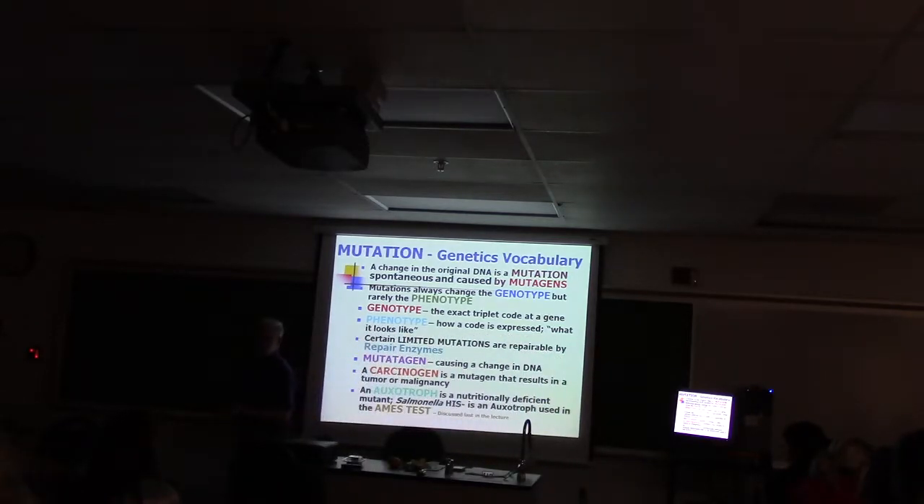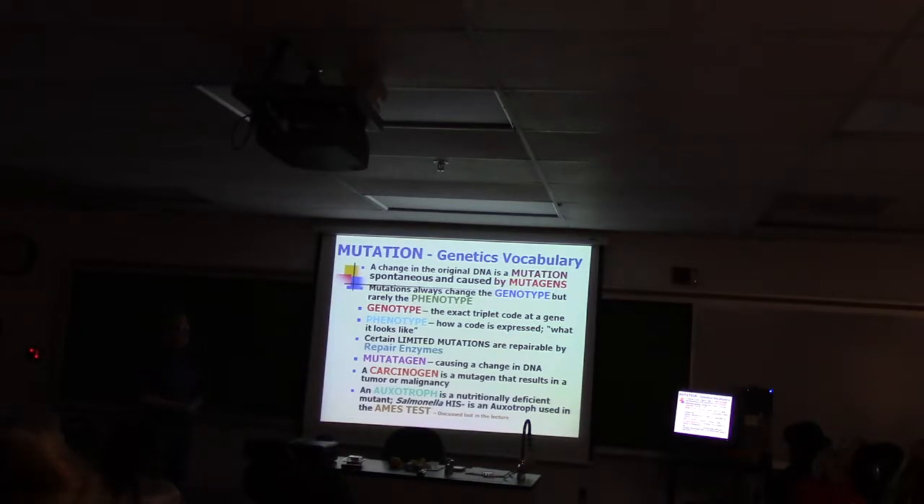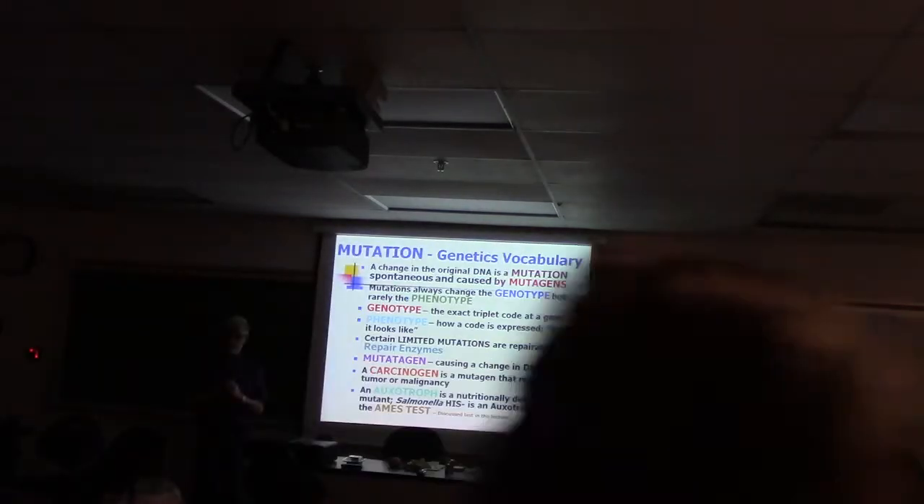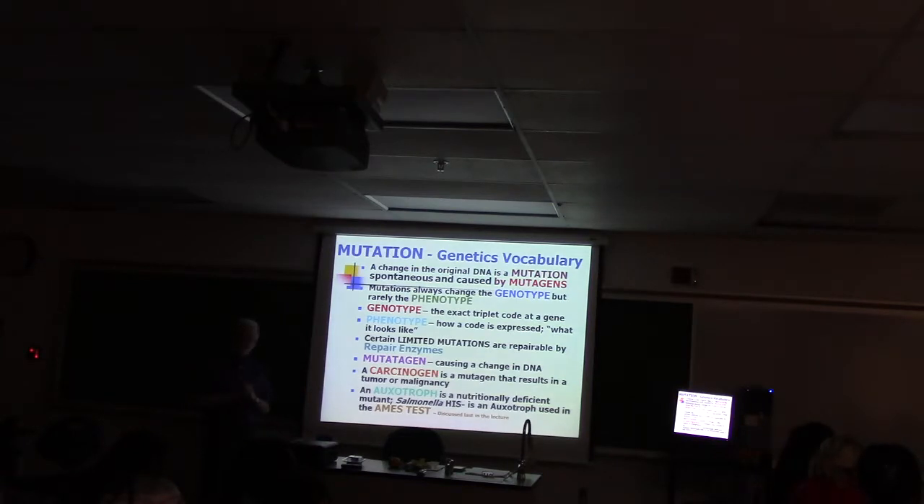Here's some vocabulary for this chapter. Remember, any change in the organism's DNA is called a mutation. And anything that causes a mutation is a mutagen. And mutagens can be radiation, they can be chemicals, they can be viruses. So any change in DNA is a mutation, and what causes that change is a mutagen.